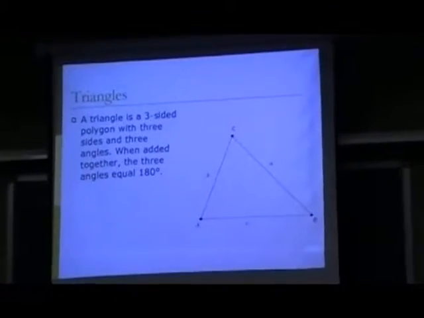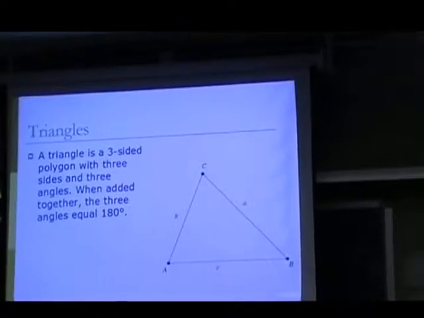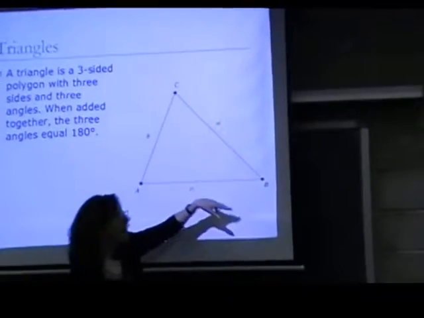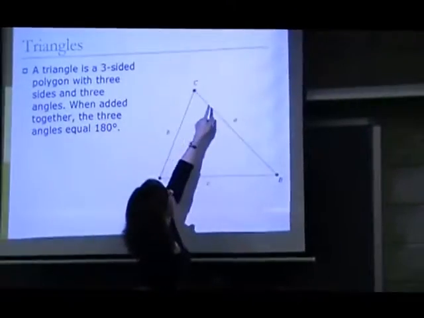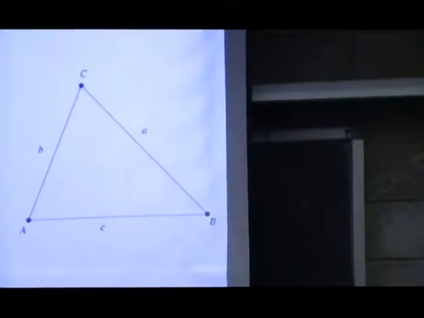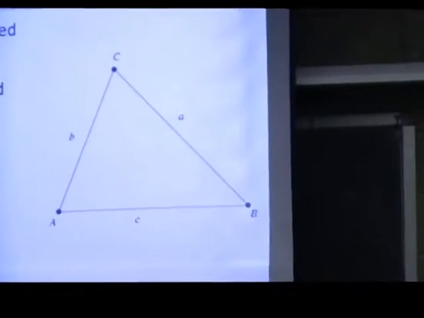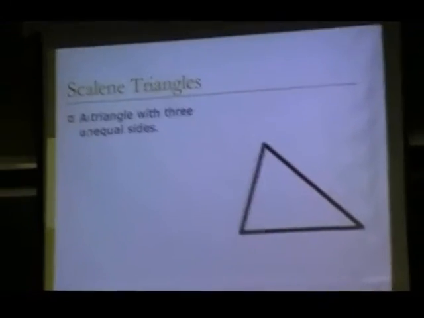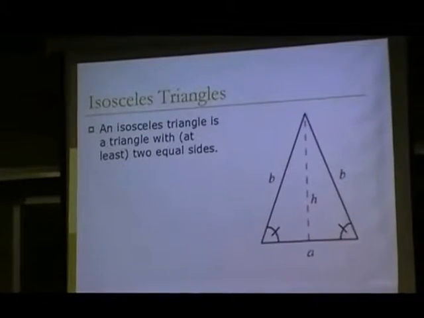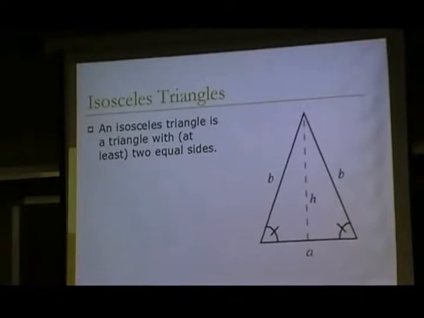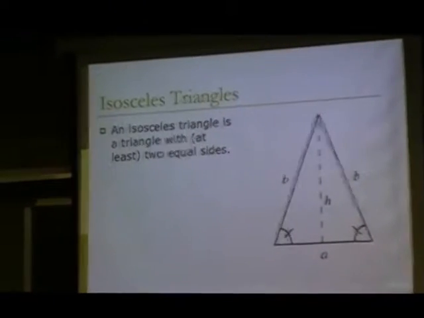Okay, first, the definition of a triangle. You know that a triangle is a figure with 3 sides and 3 angles, very good. And if we sum the value of the 3 angles, we get 180 degrees. A scalene triangle is a triangle with 3 unequal sides. And Sergi, can you read the isosceles triangle, please? An isosceles triangle is a triangle with at least 2 equal sides.